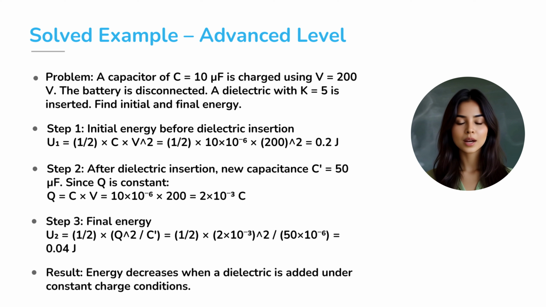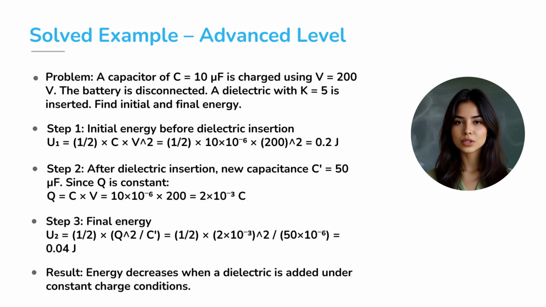Step 2. After inserting the dielectric, capacitance becomes 50 microfarads. Since the charge remains constant, Q equals C multiplied by V, which is equal to 10 times 10 to the power minus 6 multiplied by 200, which is equal to 2 times 10 to the power minus 3 coulombs.